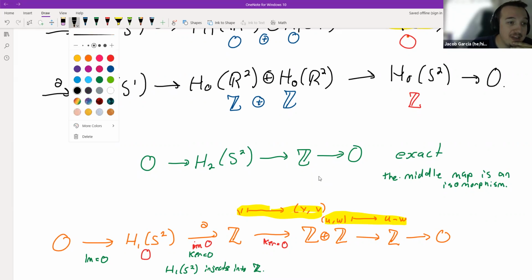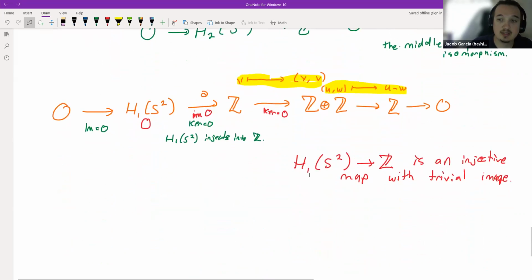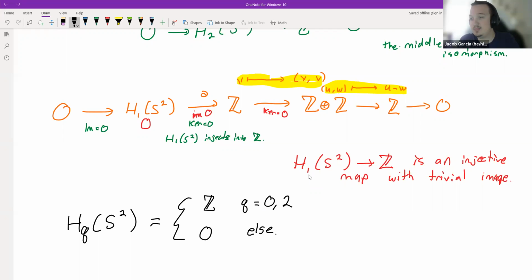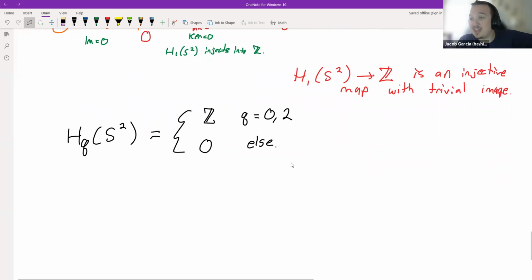Anyway, to summarize what we have just done, we have that H_q of S2 is Z for q equal to 0 or 2, and it's 0 for all other q. In fact, now that you know what the S2 homology is, you can use the Mayer-Vietoris sequence to compute the S3 homology, using the same idea. You just break it up into 2 disks and their intersection will be S2, and then you use the same thing.